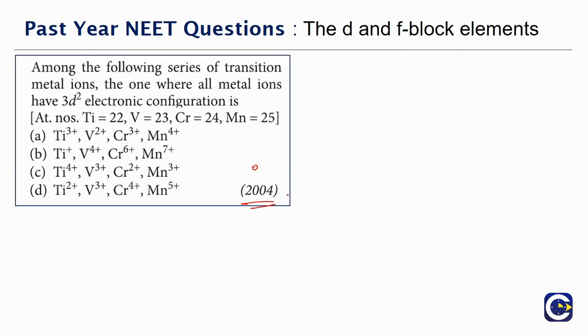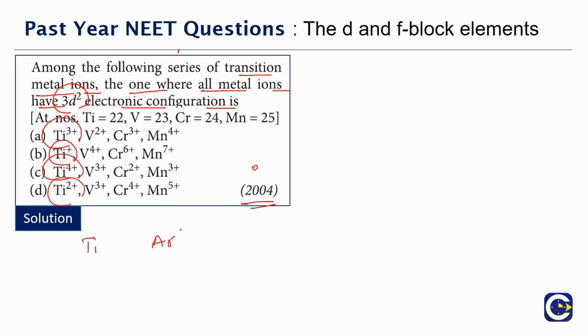Next, we have another straight question that has come in 2004. Among the following series of transition metal ions, the one where all the metal ions have 3d2 electronic configuration is. So we have to find out which of all will have the same configuration 3d2. See, first look at this now. If you check out these options, we have titanium 3 plus, titanium plus, titanium 4 plus, titanium 2 plus. What is titanium? Titanium's electronic arrangement, titanium is the second element, by the way, argon 3d2 4s2. So if we have titanium 2 plus, what is the arrangement it is going to have?